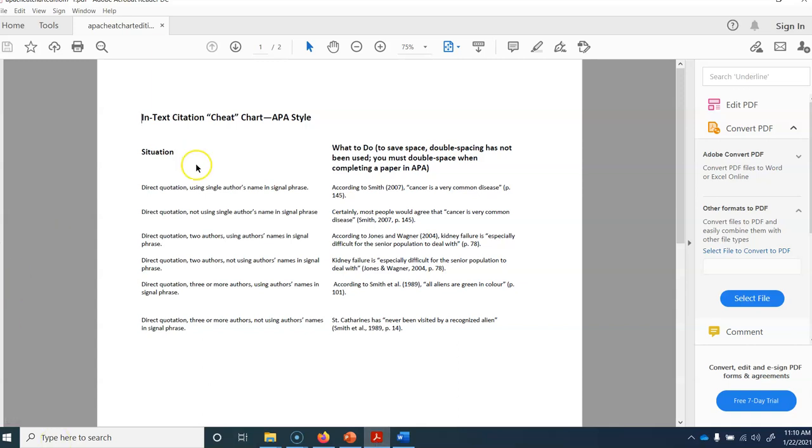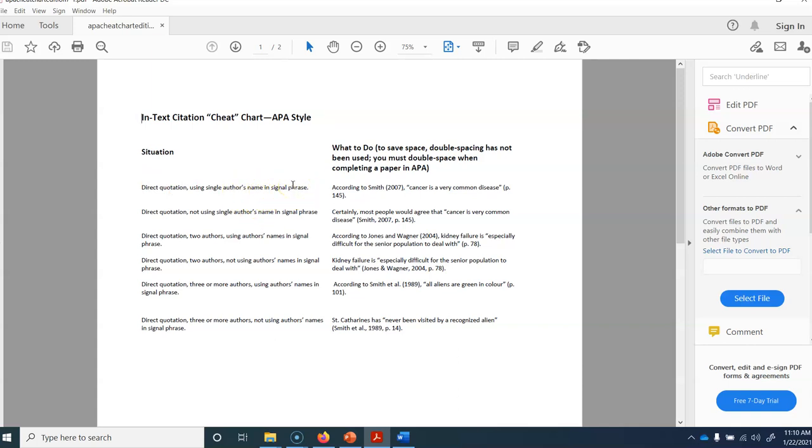Okay, so I've set the chart up so that it identifies a situation and then it identifies what to do. Okay, let's take a look at the pattern. So imagine that I'm doing a direct quotation or using a direct quotation. I have one author and I'm going to use their name in what I'm calling my signal phrase.